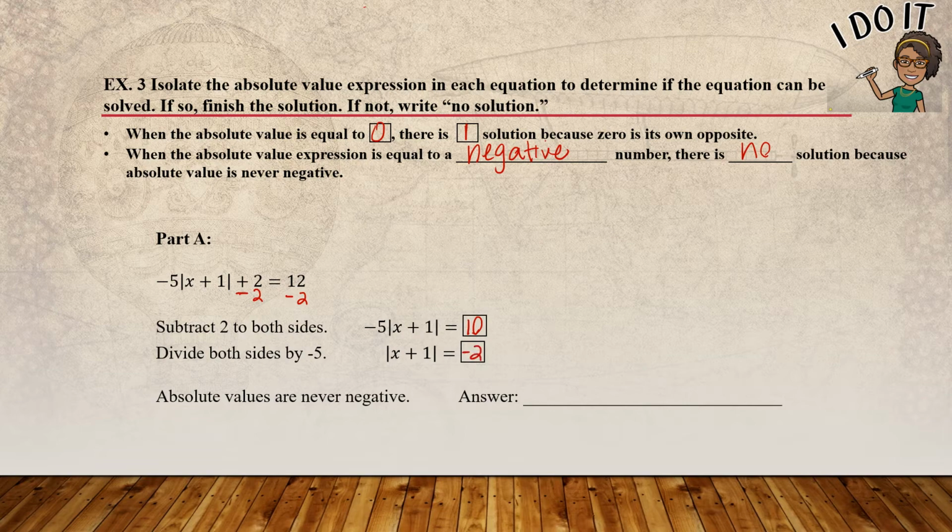As you can see, the absolute value is equal to a negative number, and we know absolute values are never negative. So if the absolute value expression is equal to a negative number, then we know that there is no solution for this problem.